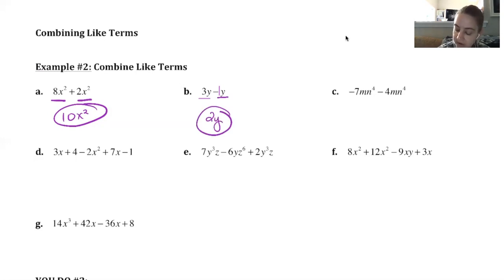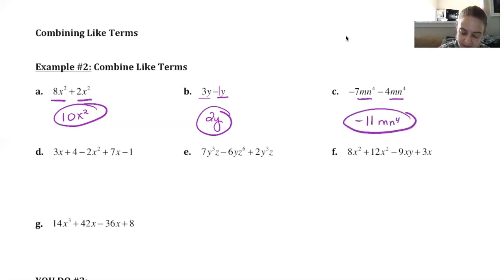Now, in letter C, I have 7mn to the 4th and -4mn to the 4th. Those match exactly, so they are like terms. So 7 minus 4 is 3mn to the 4th.